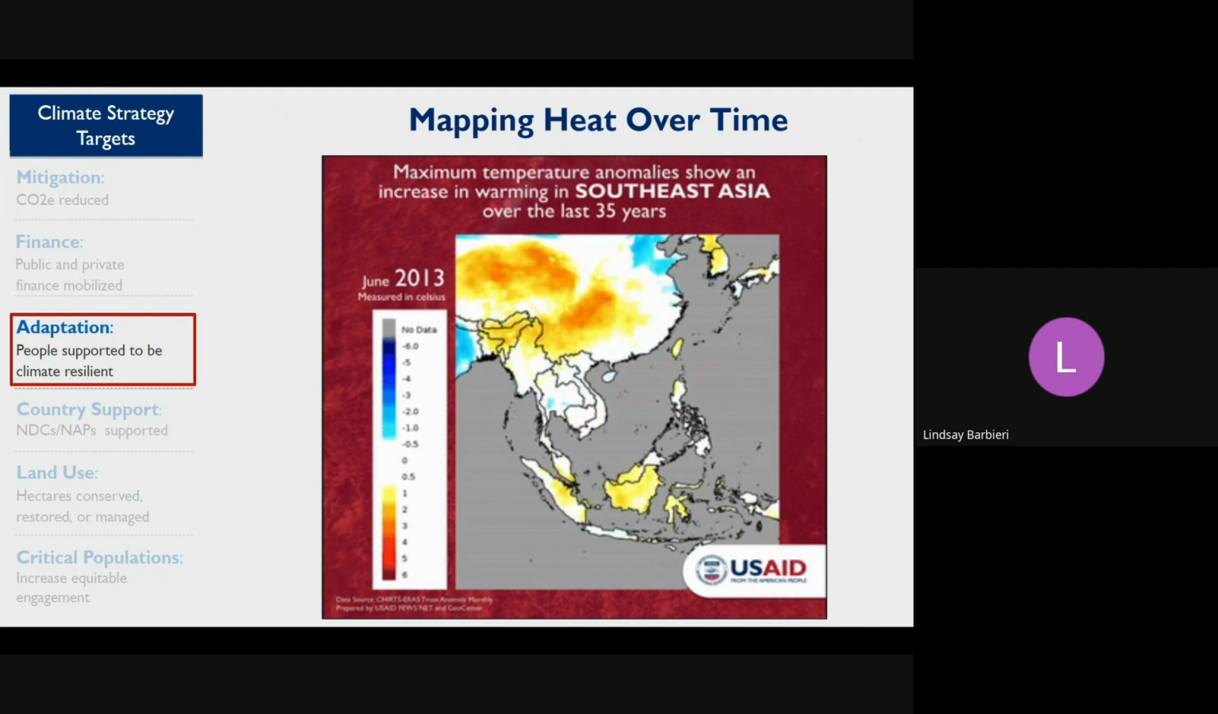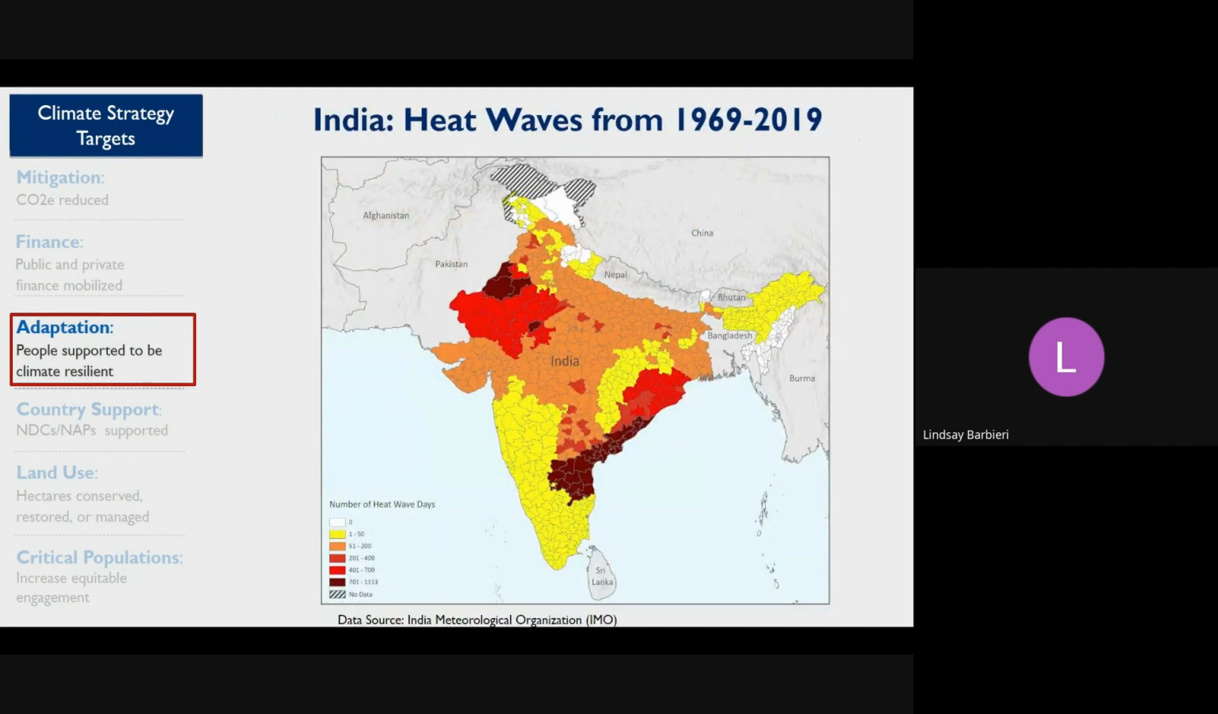This also allows us to dive a little deeper. So for our next example, we were able to look specifically at a country. This was done by one of our GIS specialists in the India mission, who took historical heat wave data from 1969 all the way up to 2019, and mapped where these intensive heat waves are occurring and how many of them are occurring over this time period, in order to better understand where to put adaptation programming to help cities with heat exposure.